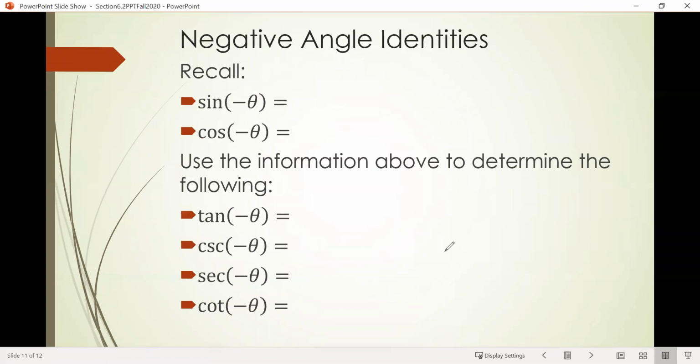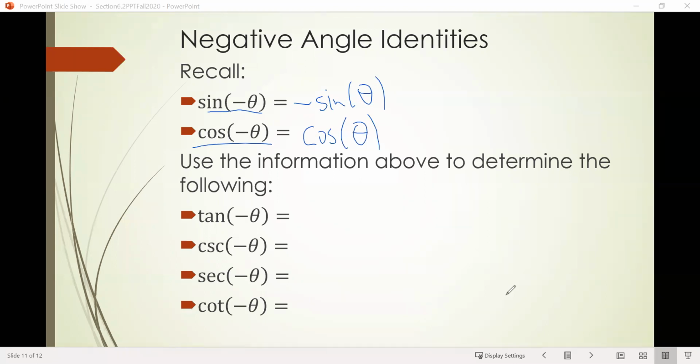All right, so that takes us to our last thing for this section, some more identities. So if you recall from earlier in this chapter, we looked at what we were calling negative angle identities for sine and cosine. So recall that sine of negative theta was equal to negative of sine theta, because sine was an odd function. And then cosine of negative theta equals just cosine of theta, because cosine was an even function. We can then use this information to help us find the negative angle identities for the other four trigonometric functions. So let's go ahead and do that.